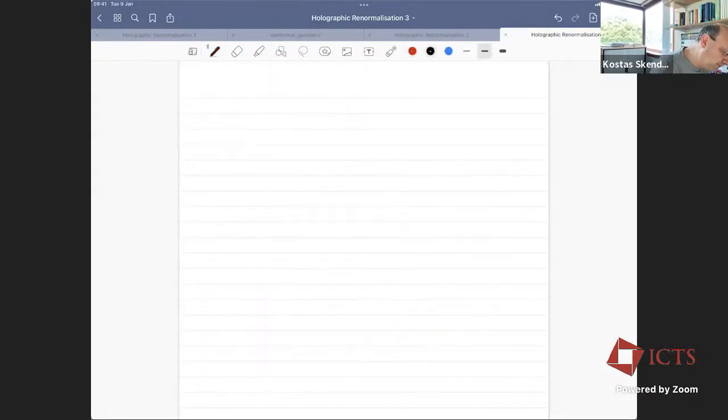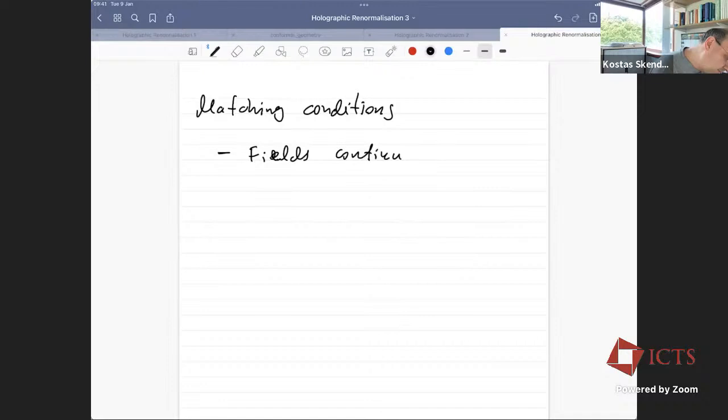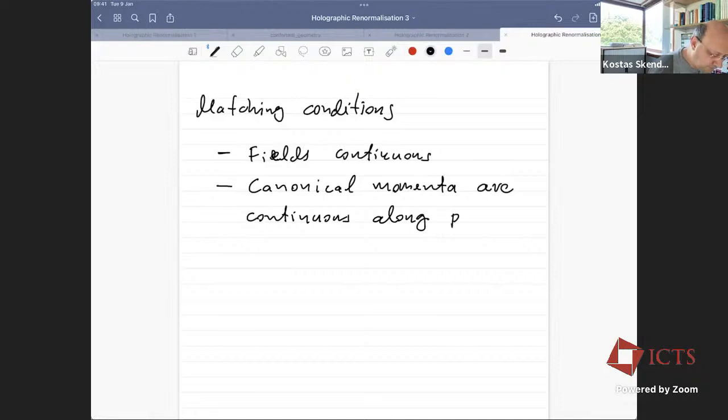So these are the matching conditions. The matching conditions are that the fields are continuous, and the canonical momenta, the space and time canonical momenta, are continuous along the path. So this means, in particular, that if you have a corner, the momentum on one side is equal to the momentum on the other, up to a factor which I call eta.